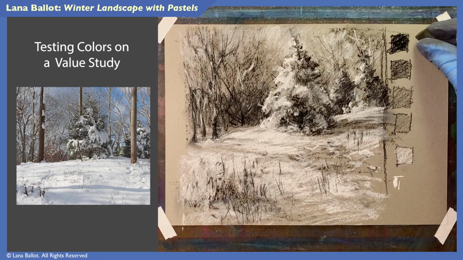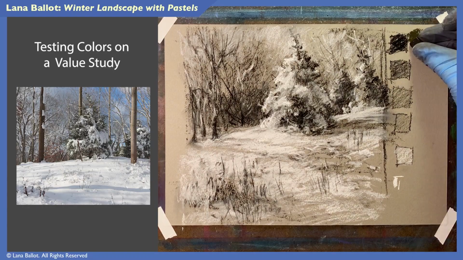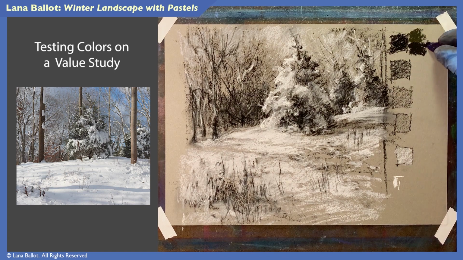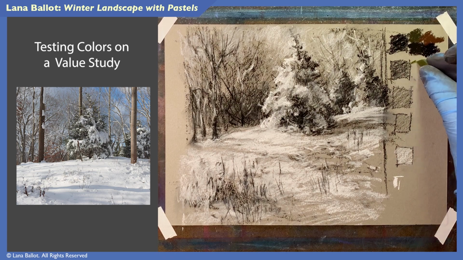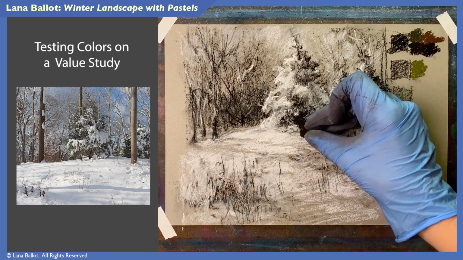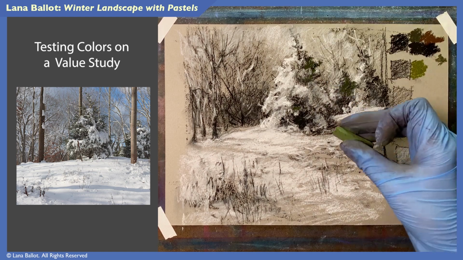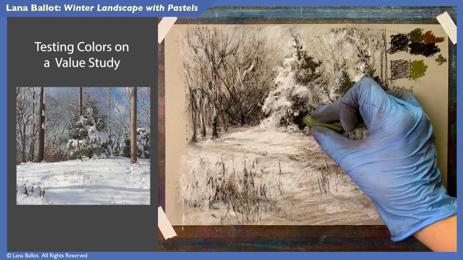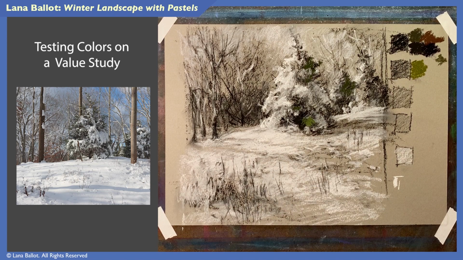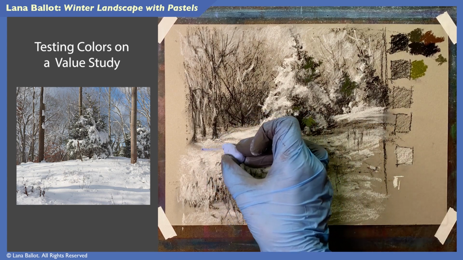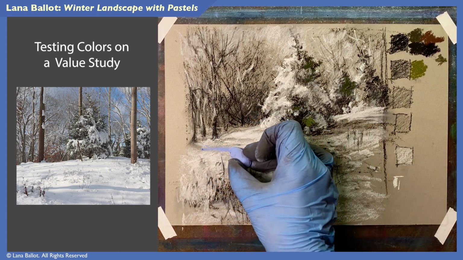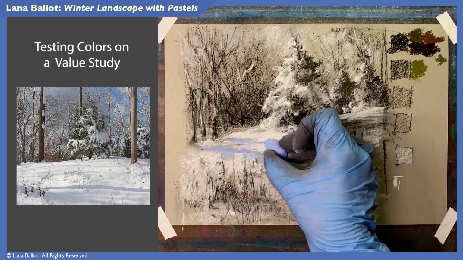Here I have two ways to try out my colors. One is the swatches on the right. A lot of time that's how we would do it. But here I can just try them out right on this value sketch. Charcoal will be covered up by the pastel colors pretty well. The goal is that the color that I pick for each particular area in the composition is just as light or just as dark as the value in that area is.